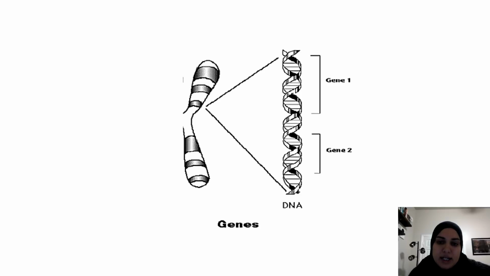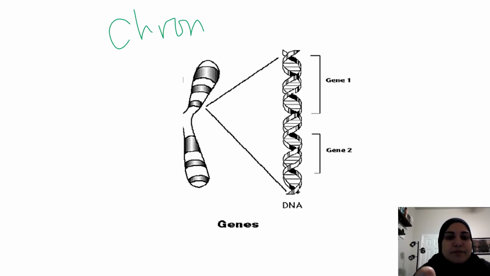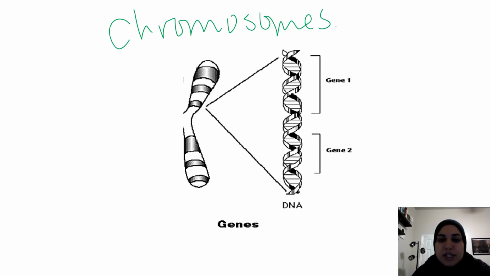Alrighty, how do I organize DNA? I organize DNA in the form of chromosomes. So what is a chromosome? A chromosome is just folded up DNA. We section off DNA into genes. What is a gene? Make sure you have this written down.